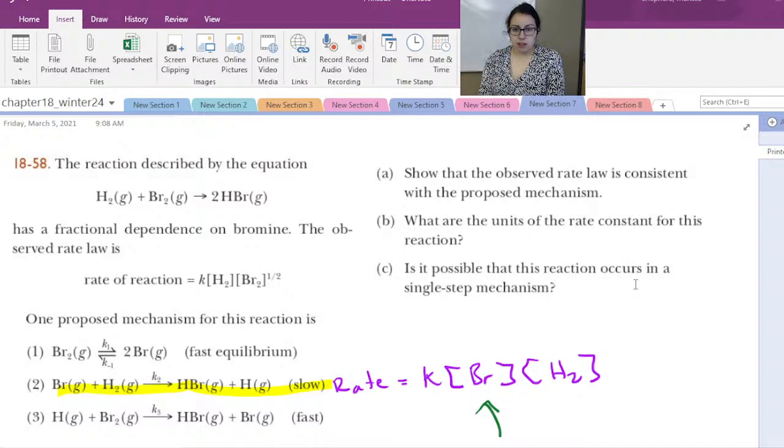So what are some thoughts on this? Do you think it could occur in a single step mechanism? So I see some no's. You say that it could occur in a single step? So what would the reaction rate be if it occurred in a single step mechanism? Well, we could look at this. If this was just a single step, just looking at our overall reaction, what would the rate have to be dependent on then?